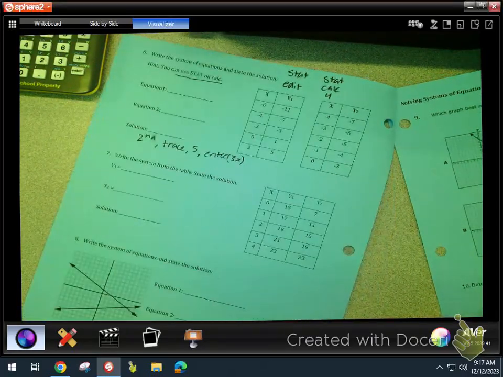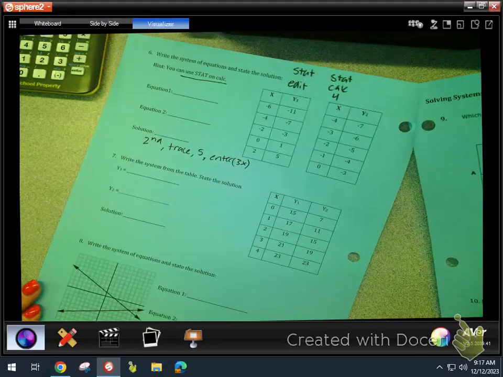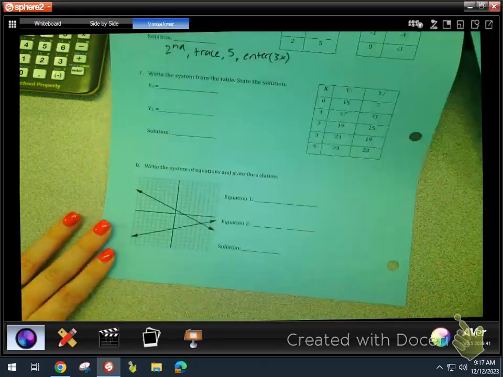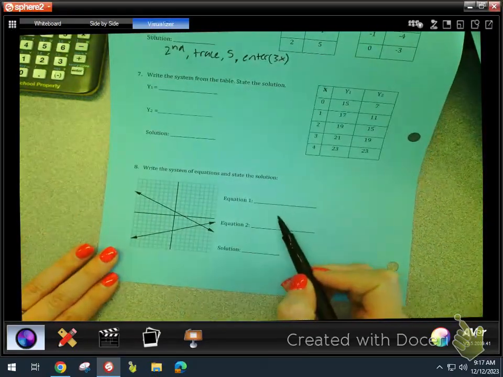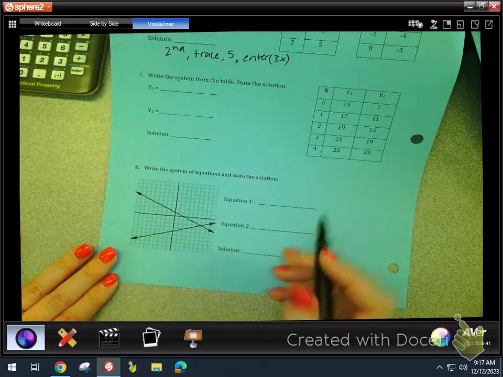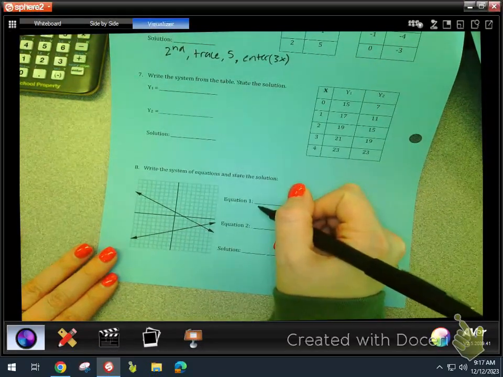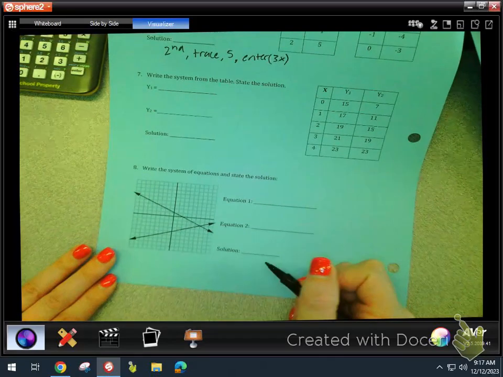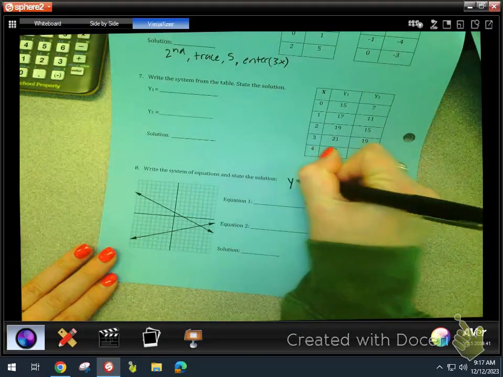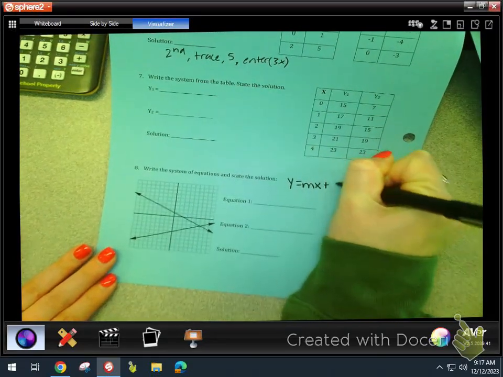And then the other thing that it's going to ask you to do is like number 8, and it says to write the system of equations. Here's what I would do when it wants you to write in slope-intercept form. So what are the 2 things that we need to write in slope-intercept form? A slope and an intercept.